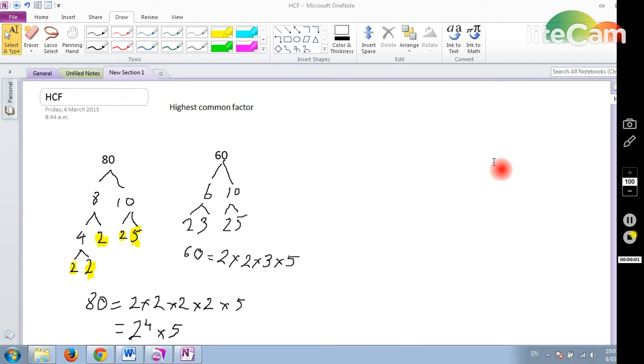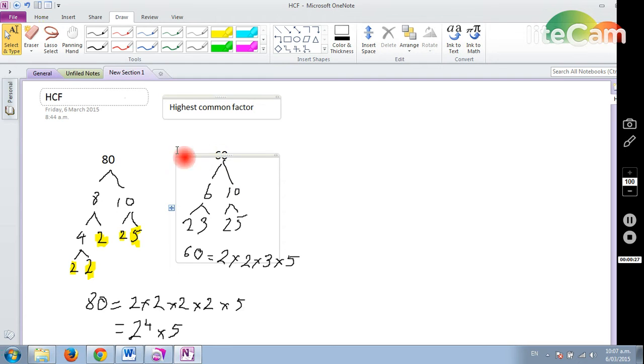Okay, so this video is all about finding out the highest common factor, HCF. Highest common factor is when you find the largest number that when you multiply it by something else goes into your total. So I've got 80 and 60. I have already written out the prime factor trees because that's going to be my preferred way of solving this.